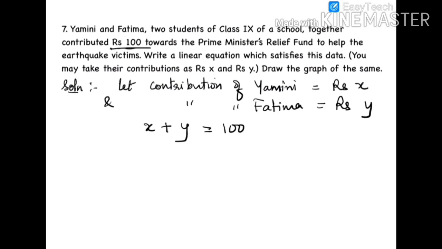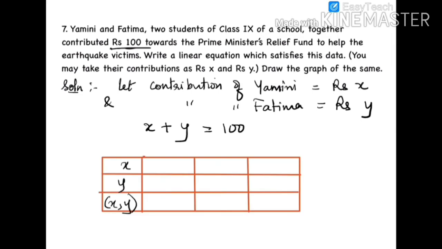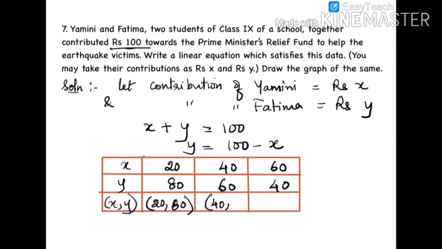Let's find the solution points. We can write this equation as Y in terms of X. So Y will be equal to 100 minus X. Let's choose values of X as multiples of 10 or 20. So let's say X is 20, 40, 60. So the corresponding value of Y will be 80, 60, 40. So the points are 20, 80, 40, 60 and 60, 40.